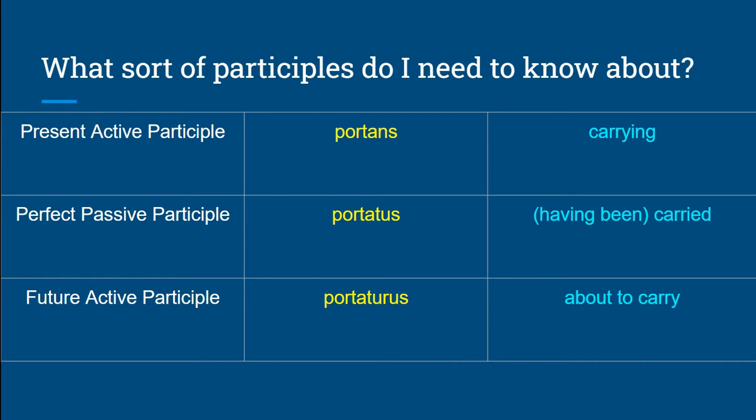The second is the perfect passive participle. Our example here is portatus, and we will translate that as having been carried, or just simply carried. The third and final you need to know is the future active participle. Here we have the example of portaturus, and we'll translate that about to carry. So that's a brief overview of the three participle types you need to be aware of.